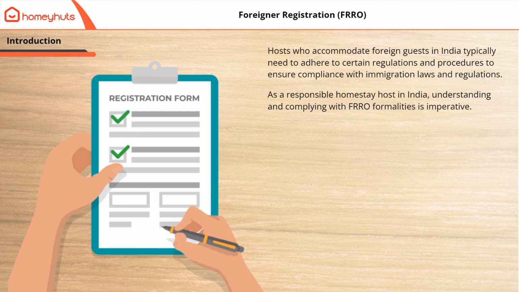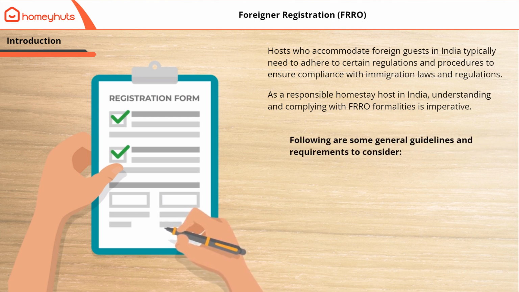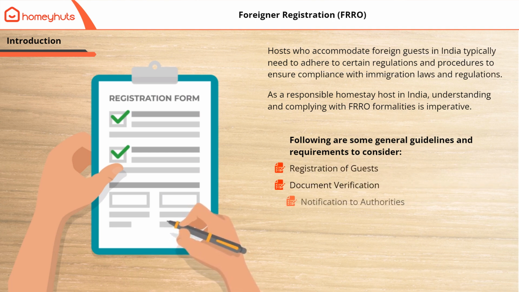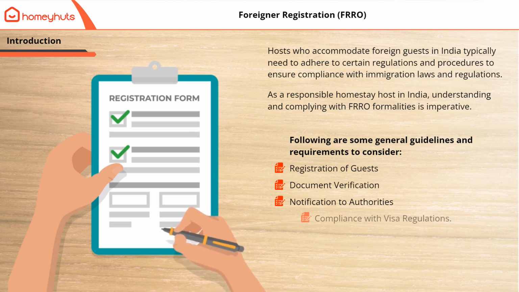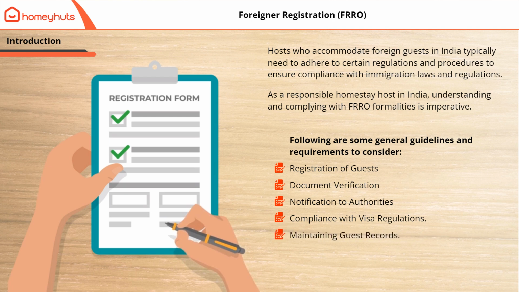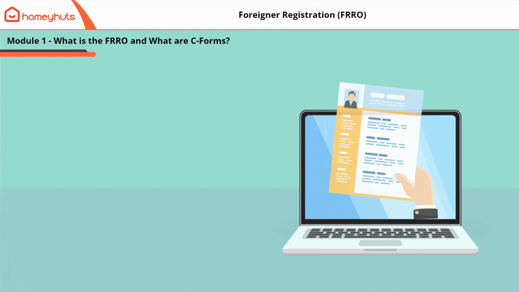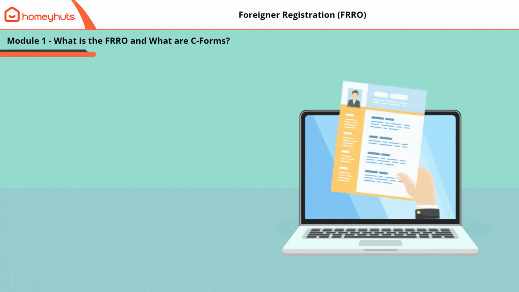Let's decode the seemingly complex world of C forms and FRRO requirements to streamline the process and protect your homestay against potential complications. Following are some general guidelines and requirements to consider: registration of guests, document verification, notification to authorities, compliance with visa regulations, and maintaining guest records. In the first module, we will discuss what FRRO and C forms are.